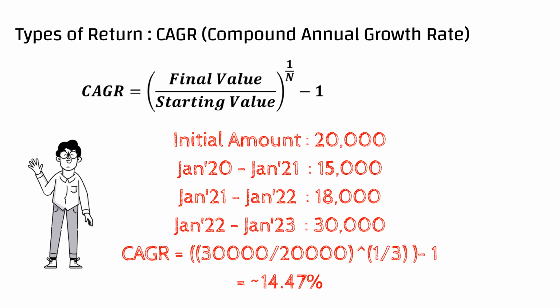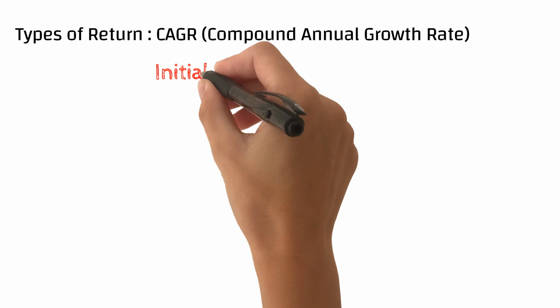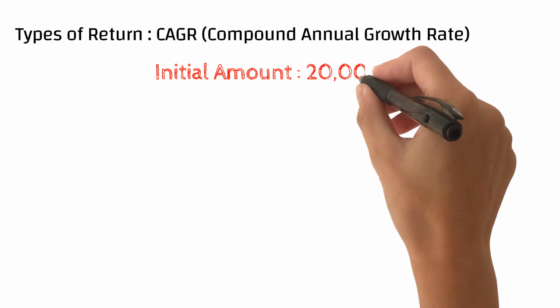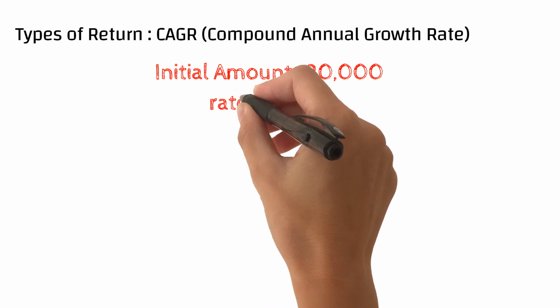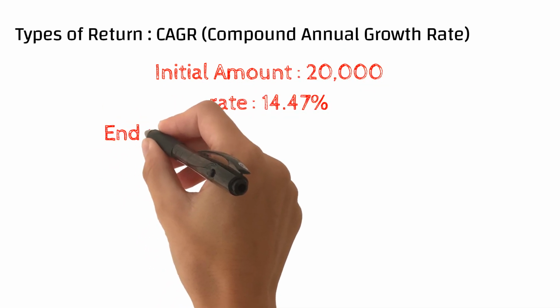Now, a very important question. What does 14.47% signify? So remember we have an initial amount of 20,000 and let's assume that the rate is 14.47%. So let's calculate the amount at the end of the first year by using the future value formula that we have seen in the first video.